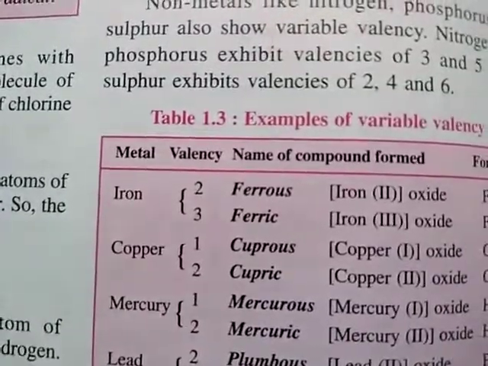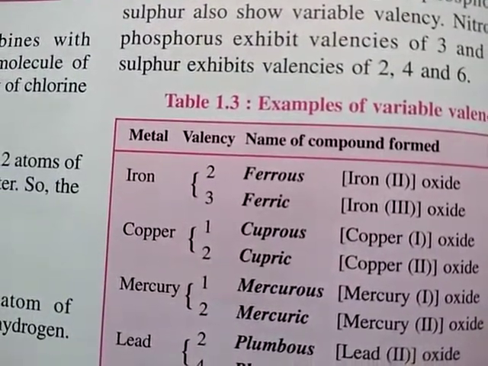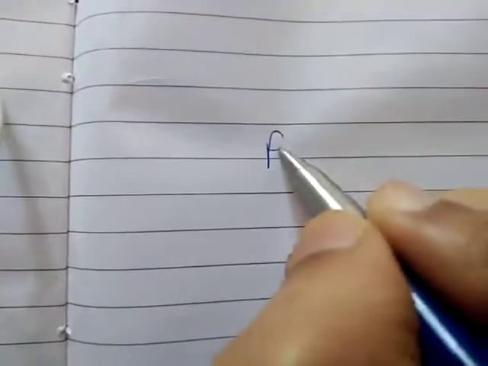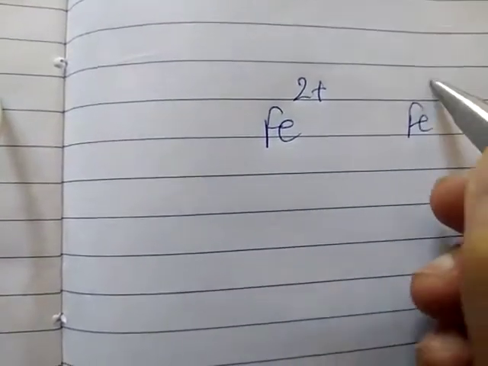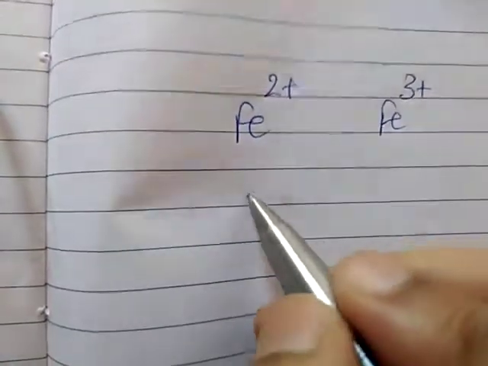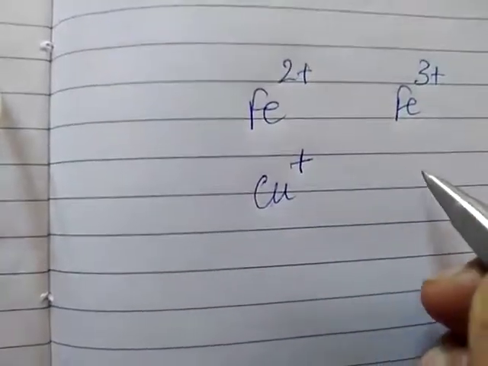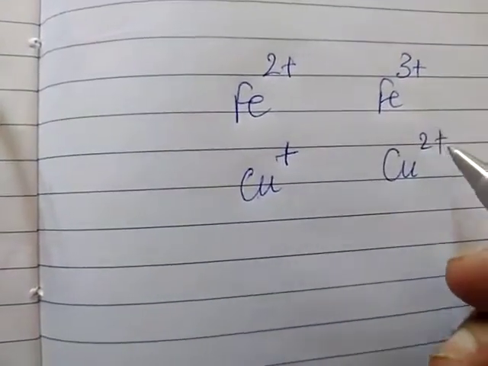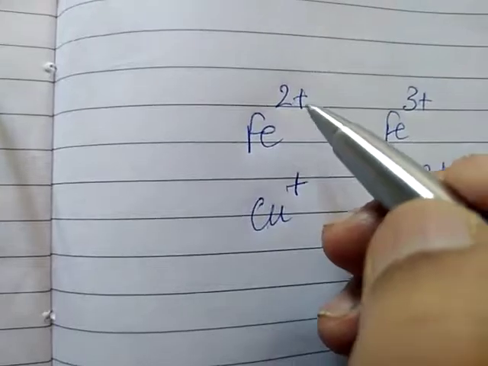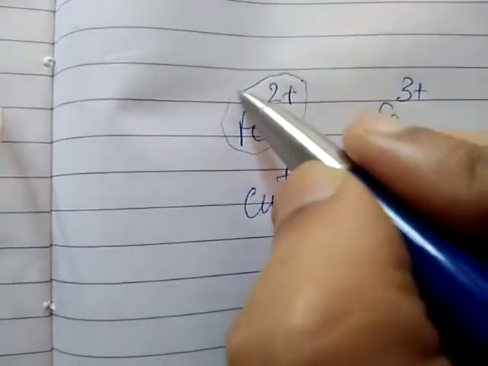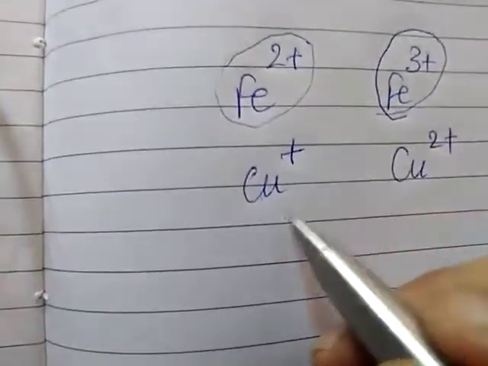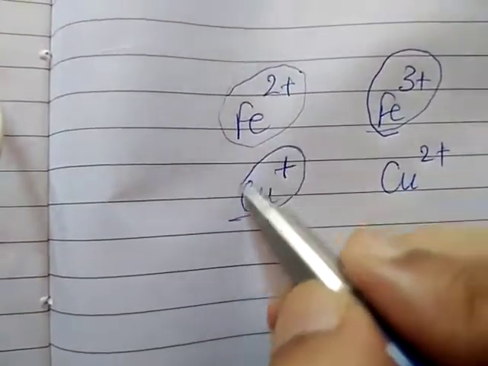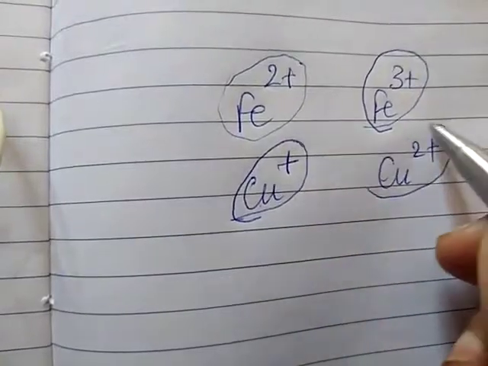So how are we going to show this in writing? Fe2 plus or Fe3 plus, Cu plus, Cu2 plus. Fe2 plus is called ferrous ion, and Fe3 plus is called ferric ion. Cu plus is cuprous ion, and Cu2 plus is cupric ion.